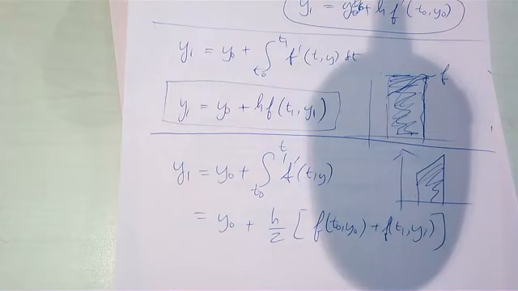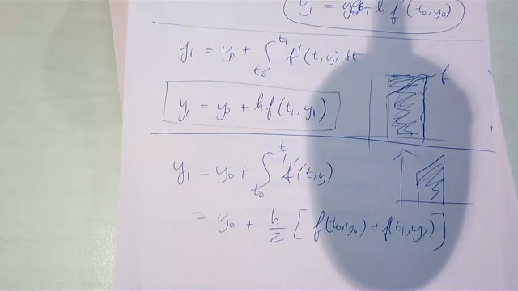Okay, but the problem with this method is you have to solve an equation at every step. Remember, if you try to implement it, you cannot have yn plus 1 on the left and yn plus 1 on the right. Then you have to solve some nonlinear equation at every step. Now there's a way to solve this, say, by fixed point iteration.